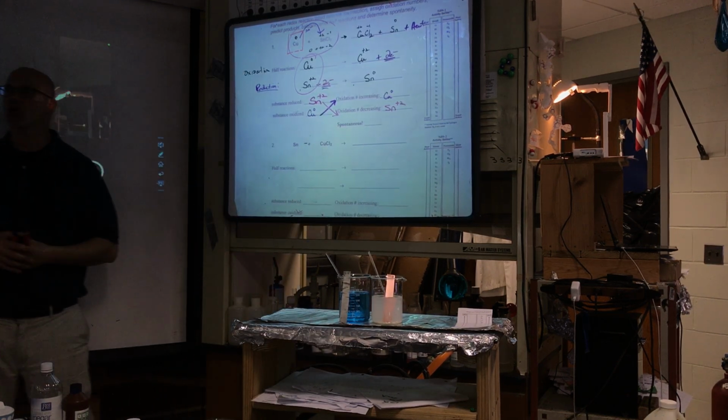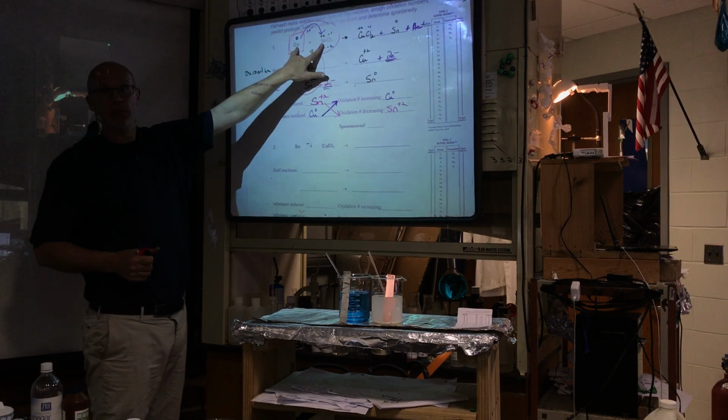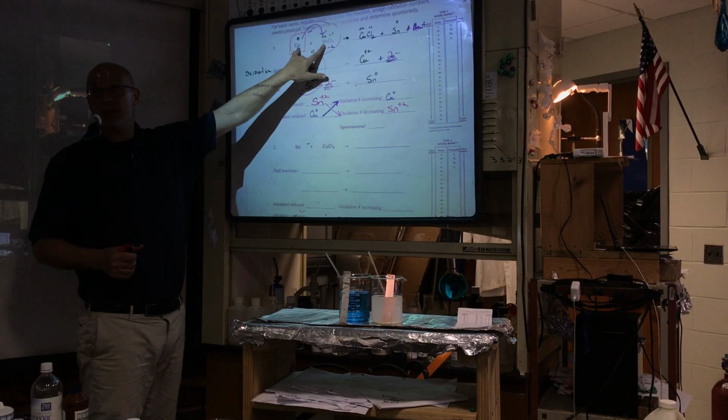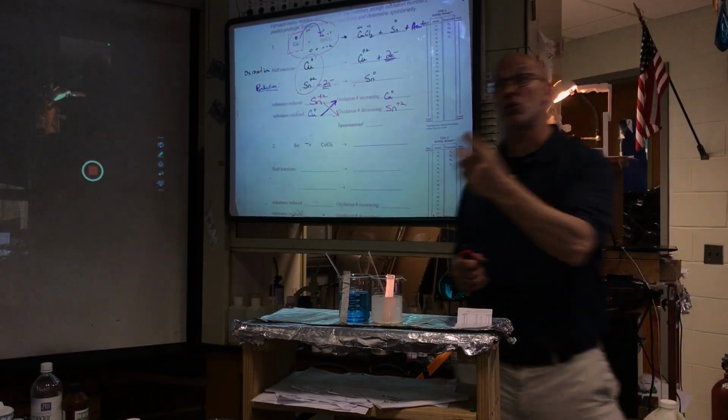How do you use this chart? Very simple. If I've got a reaction between two metals, and this is spontaneous, wouldn't it make sense that the one who can lose electrons better should?